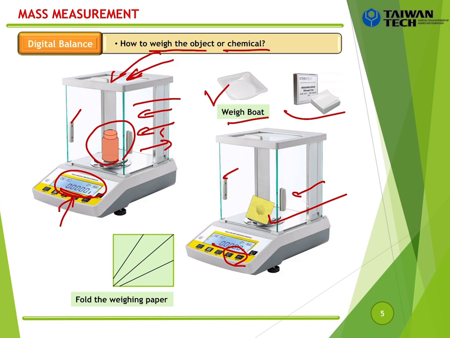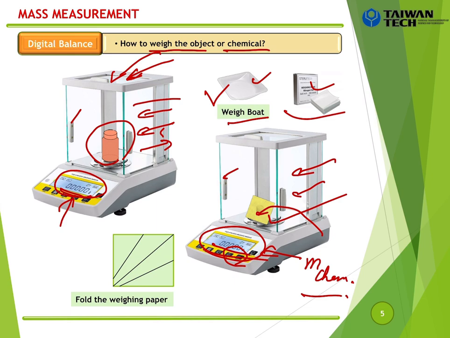and then everything becomes 0 here. It means that we don't count the mass of this one and this one. And then you can add the chemical to our balance. You open the door, and then you add the chemical, and then you close the door again. And after you close the door, you can see if you get the stable number here, and that one will be the mass of the chemical only. So that's one of the methods we can make the measurement.